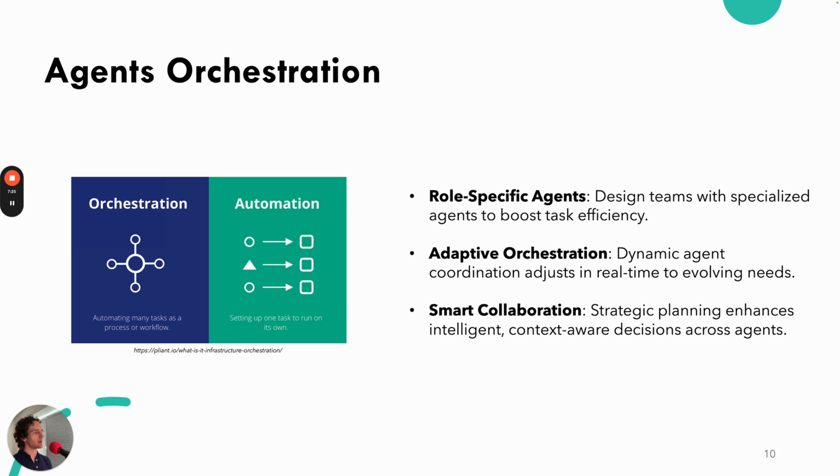So in terms of agent orchestration, what happens is that we have role-specific agents. So we have agents designed to achieve specific tasks, and then we can have an adaptive orchestration where the agents are basically following the instructions of some sort of manager, which is also an agent, but is taking care of delegating the tasks to the agents, and also understanding if the agents are going in the right direction. So it's all about optimization.